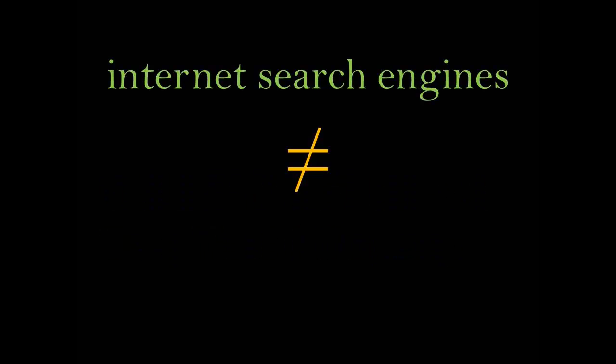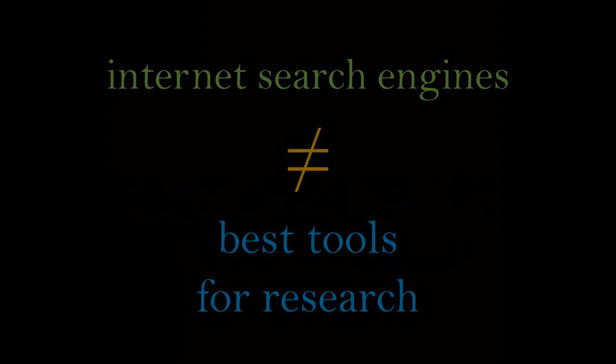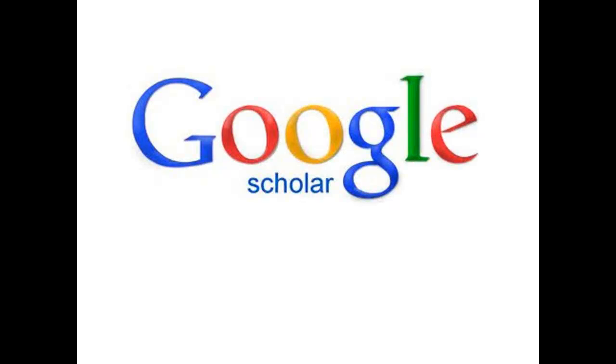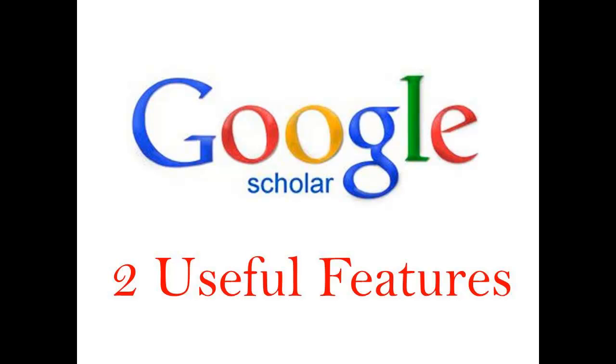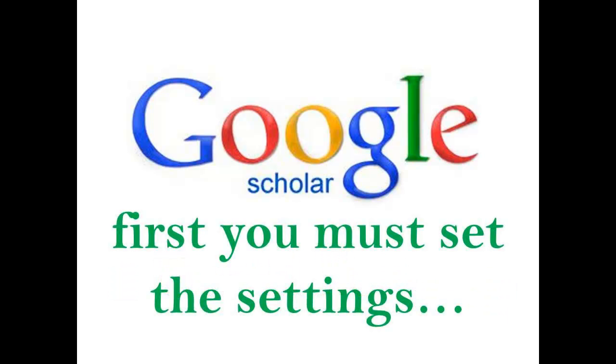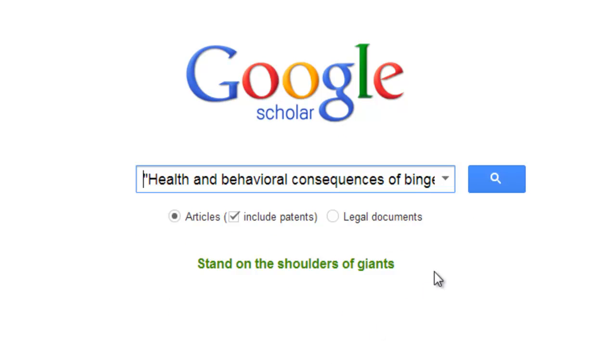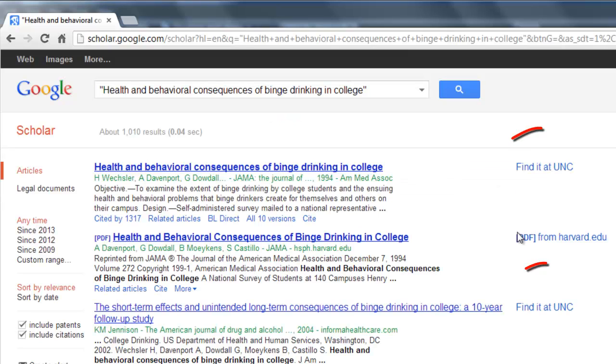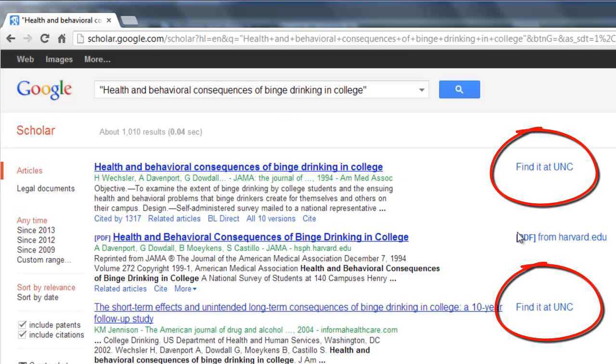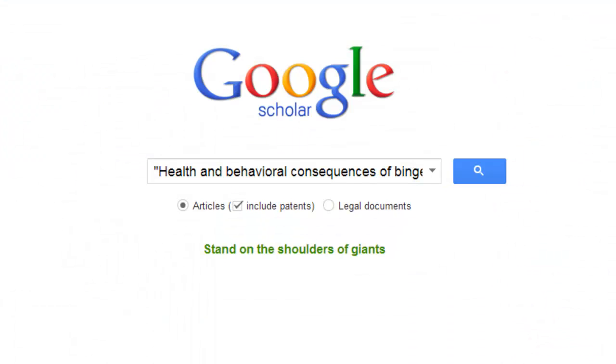While internet search engines are not the best tools for research, Google Scholar does offer 2 research features that will help in conducting research. However, before you use Google Scholar for research, you need to change your Google Scholar settings. When you conduct research on campus, Google Scholar automatically recognizes you as a UNC student. But when you're off campus, Google Scholar does not know that you are a UNC student.